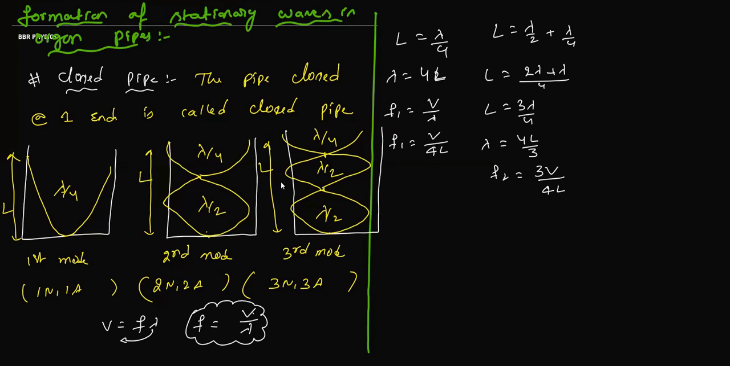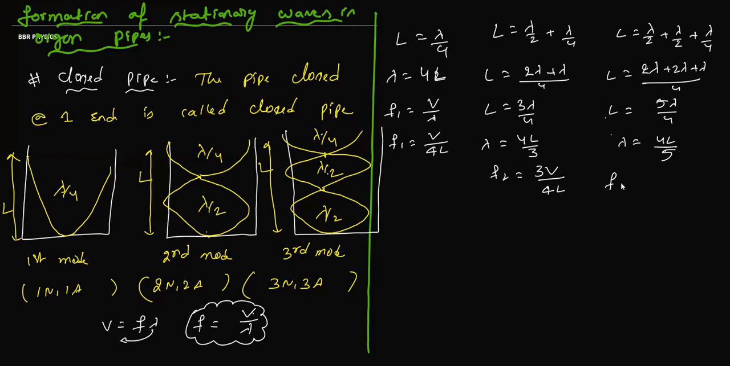Next, the third case. If you observe here, this is the length: lambda by 2 plus lambda by 2 plus lambda by 4 is getting balanced here. Therefore, L equal to lambda by 2 plus lambda by 2 plus lambda by 4. If I take the LCM, we can write 2 lambda plus 2 lambda plus lambda, over 4. Therefore, L equal to 5 lambda by 4. Lambda can be written as 4L by 5, with the 4 coming here and the 5 going to the denominator.